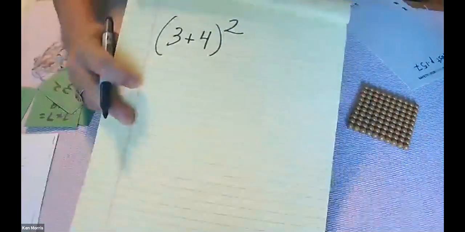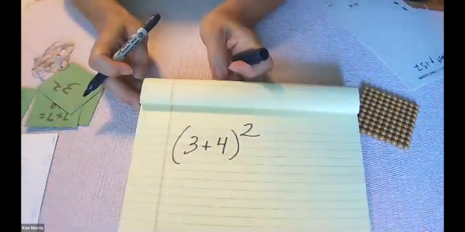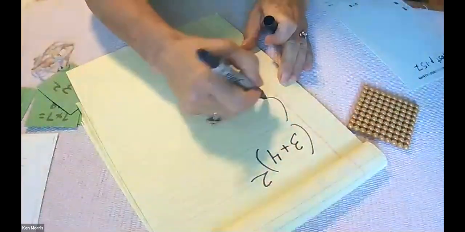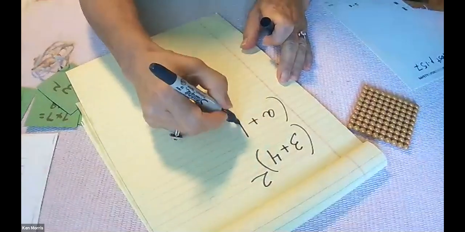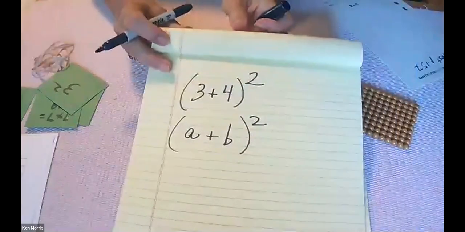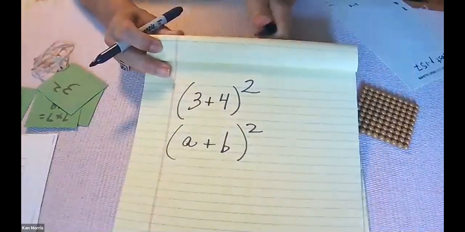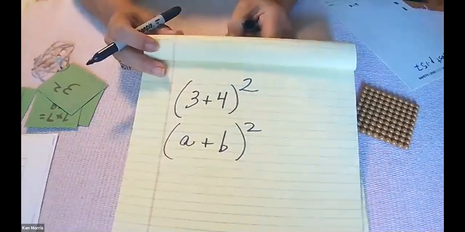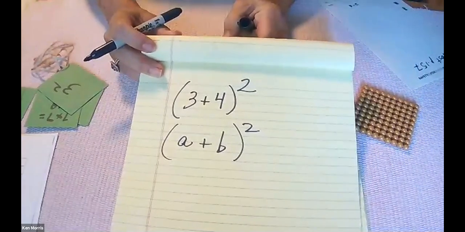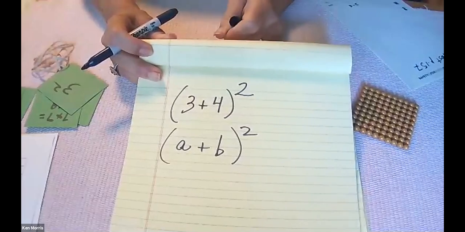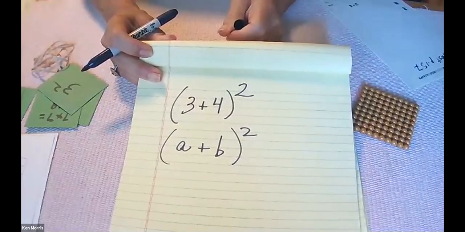For instance, this problem right here, 3 plus 4 quantity squared, okay? Or, as you'll see for level 3s, it's going to become a plus b quantity squared. So this is going to bring us back to Algebra 1. And those of you that loved Algebra 1 will love these lessons. Those of you that hated or didn't particularly like Algebra 1, you might learn to love it, because things are going to come alive for you, maybe.